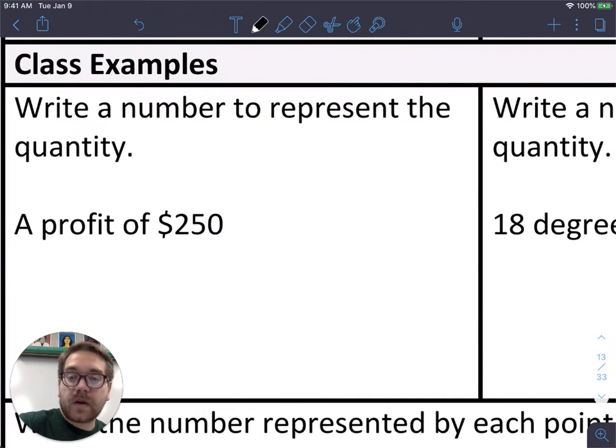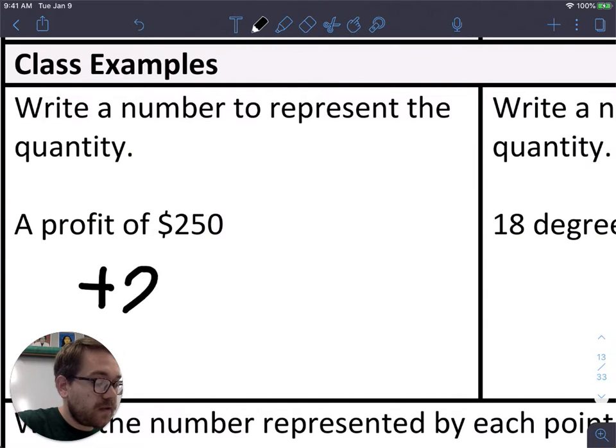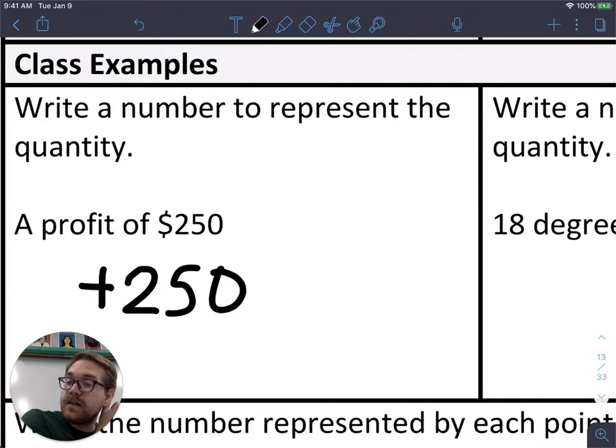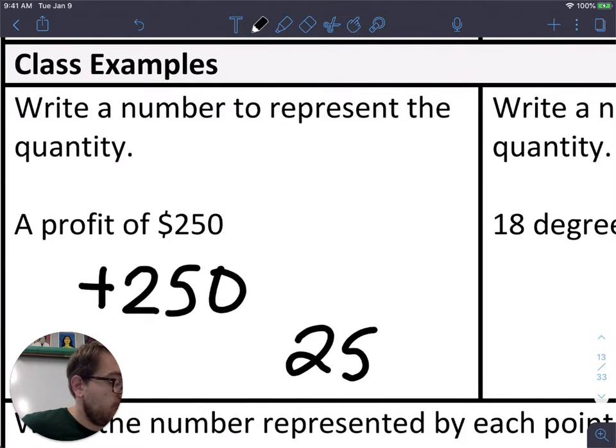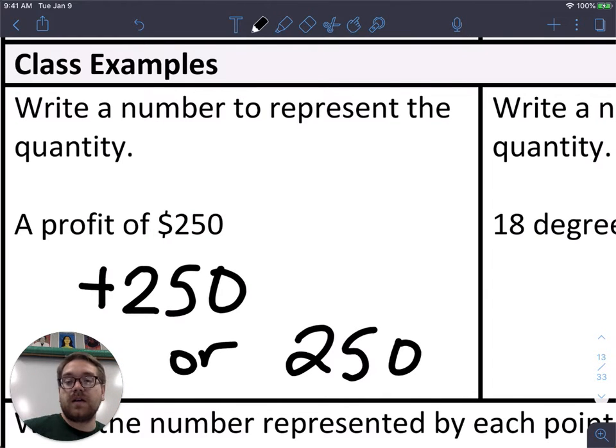So we could write that maybe in a couple of different ways. It depends on your situation. You may write it with a positive plus in front of it, so it's plus 250. That could represent a profit of 250. Or normally we don't write the positive symbol in math, or definitely not in algebra, so we would just write 250. Either one of these would work in this situation. If you're working in finances, you may put plus 250, but in algebra we would just put the positive 250 without the plus in front of it.